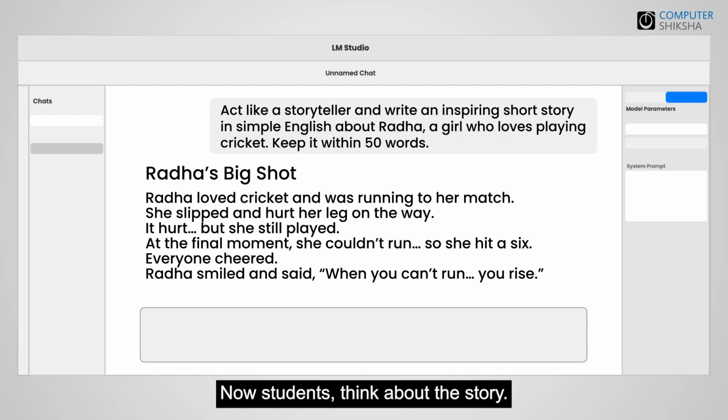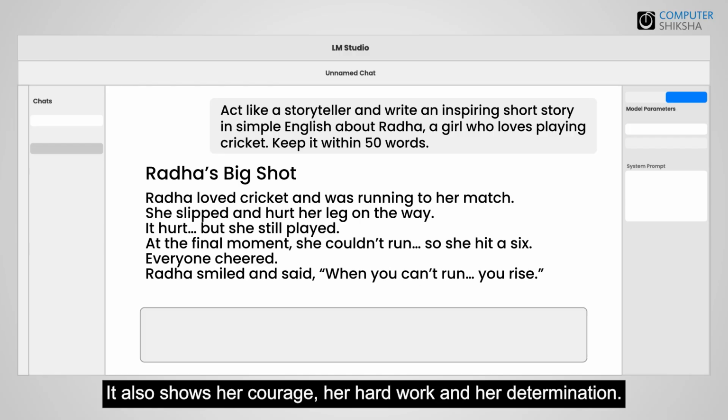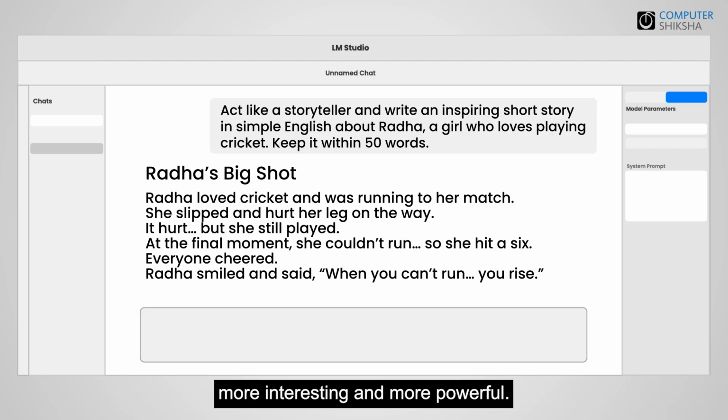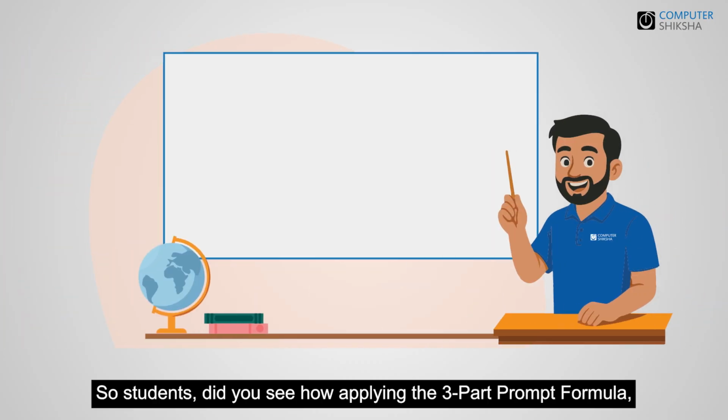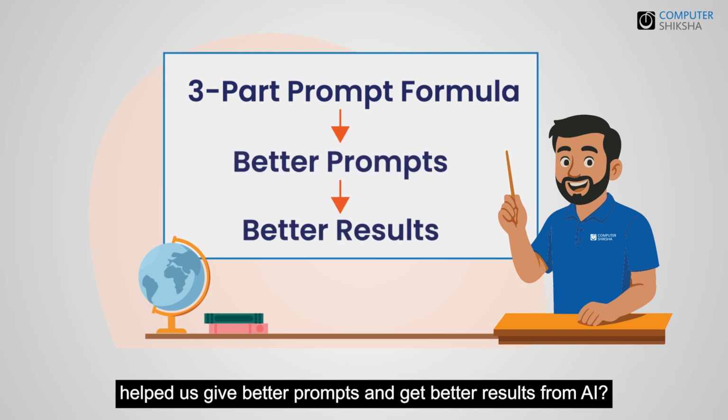Now students, think about the story. Does it feel more meaningful? Does it feel more inspiring? Now, the story is not just about Radha playing cricket. It also shows her courage, her hard work, and her determination. So adding more details like emotion makes the story more interesting and more powerful. So students, did you see how applying the 3-part prompt formula helped us give better prompts and get better results from AI?